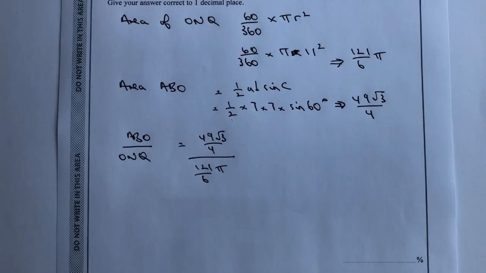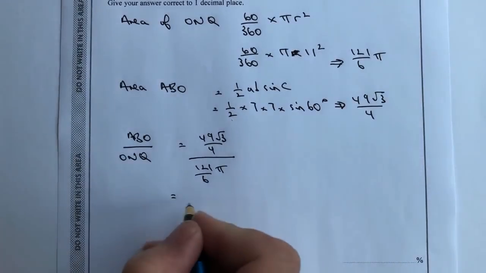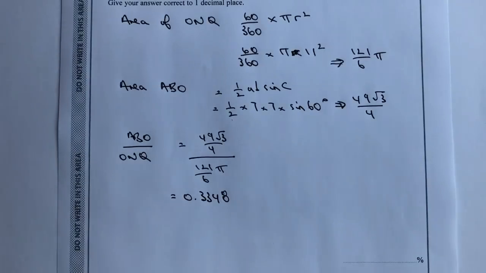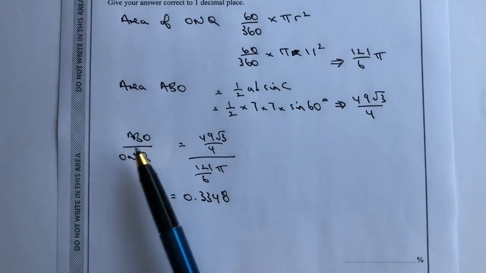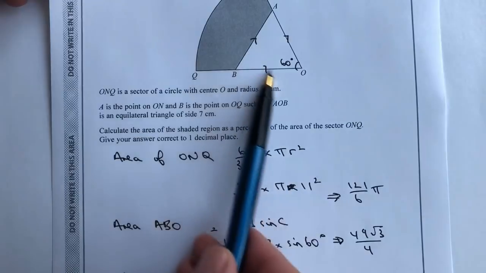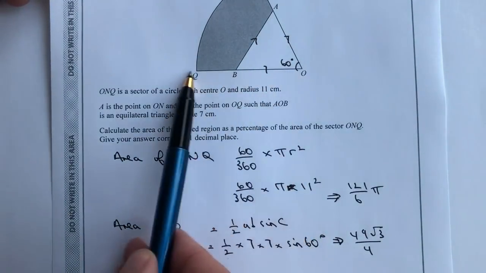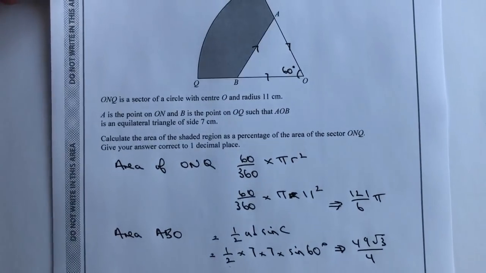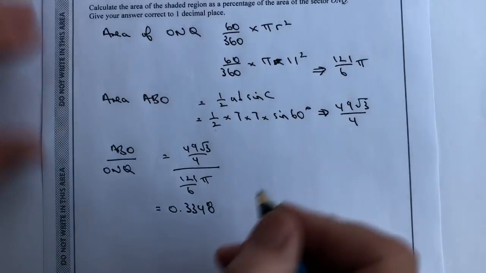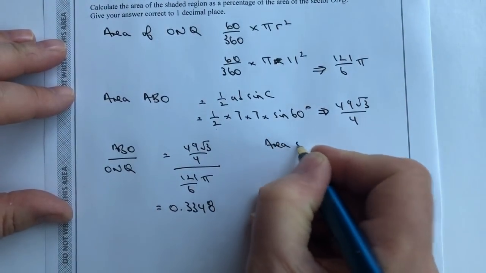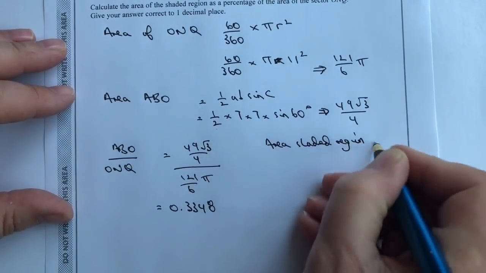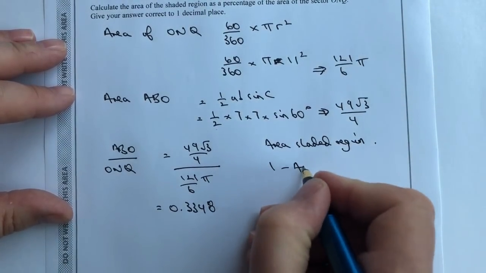Use the fraction keys and just make the calculator do a little bit of work for you, and that's going to give you an answer of 0.3348. Bearing in mind that that's the fraction ABO, so it's the fraction of this triangle out of the overall sector. Therefore, if we want to know the area of the shaded region, well, that's going to be 1 minus the answer.